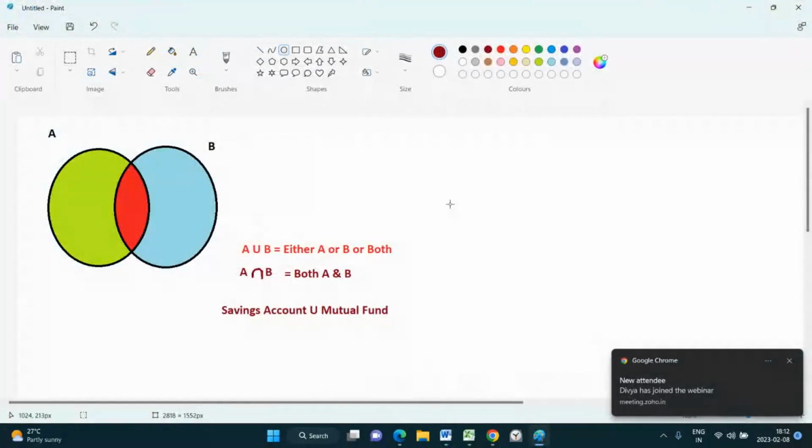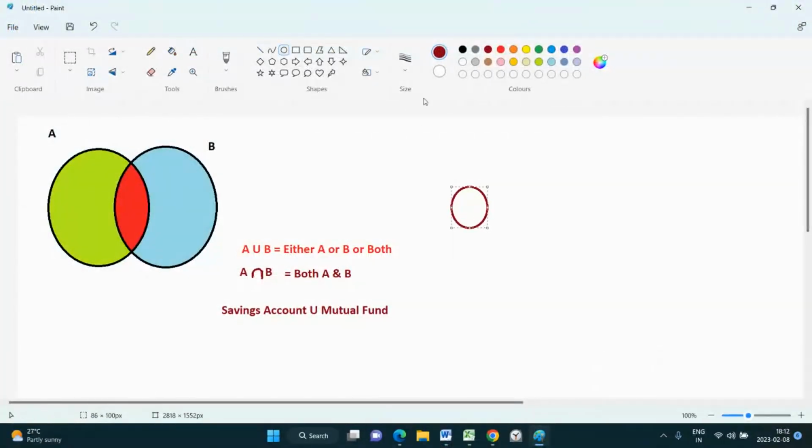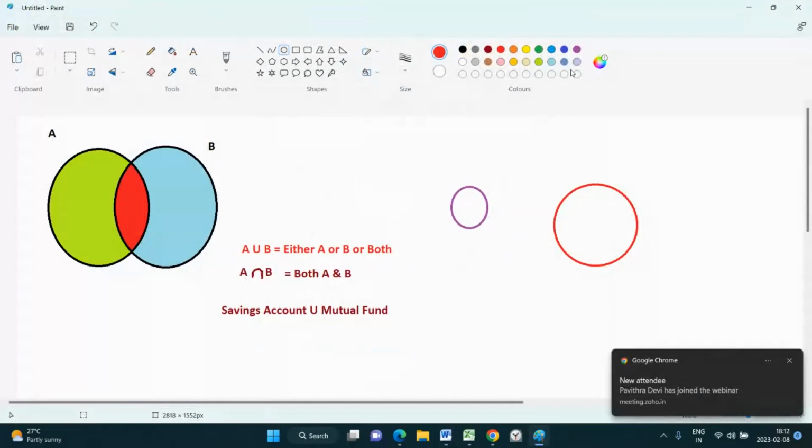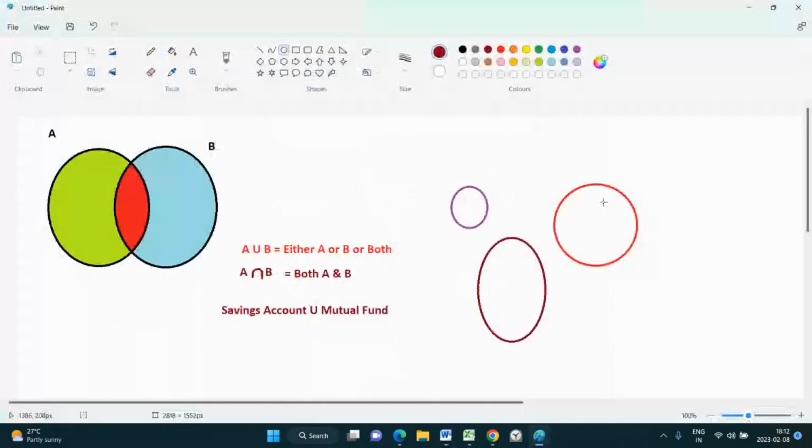I am going to draw criminals like this. Then I will draw pickpocketers. Then I want to draw terrorists, the dangerous ones, so I will use some other color. Now I have three circles here. This is pickpocketers, this is criminals, and these are terrorists, very dangerous people.